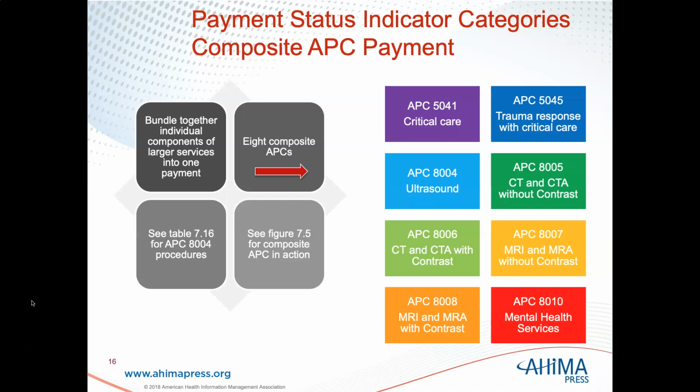And then they also tell us to take a look at 7.5. And that's where a patient with abdominal and pelvic pain sent to radiology receives several ultrasound services. Physicians order ultrasounds of the abdomen, retroperitoneal, and pelvis at the local hospital. Because all the radiology services performed for this patient are part of composite APC 8004, the facility will receive one APC payment for all 3 services using SI Q3.